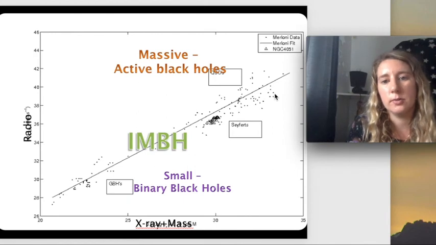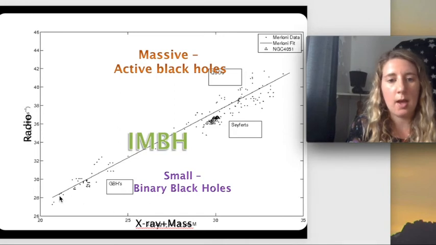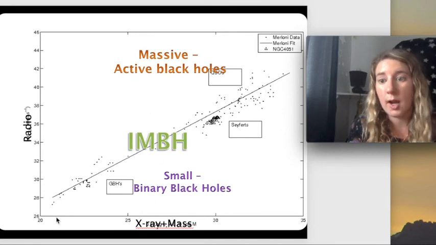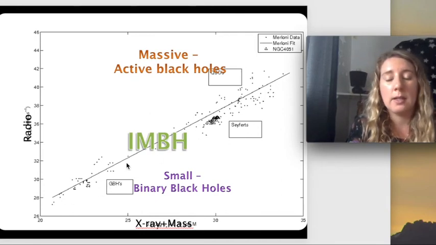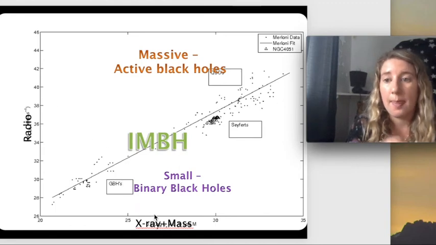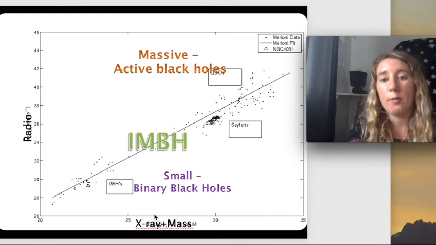And you can see when you put them all on the graph, you plot their radio and X-ray brightness, that you are able to draw a straight line through them, which is great. Scientists love drawing straight lines through data points. And this means that there is this strong relationship between the radio and X-ray brightness for black holes. And that is why we call it the fundamental plane of black holes.